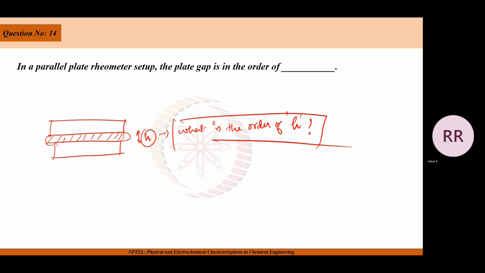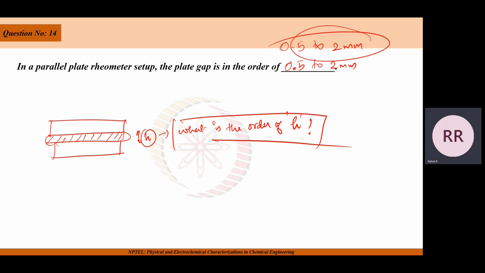Yeah. So the answer to this question is, usually this height will be in the order of a few millimeters. So the exact answer is that it is in the order of 0.52 millimeters. In a parallel plate system, the plate gap is in the order of 0.52 millimeters. I hope the answer is clear. Now let's move on to the next question.